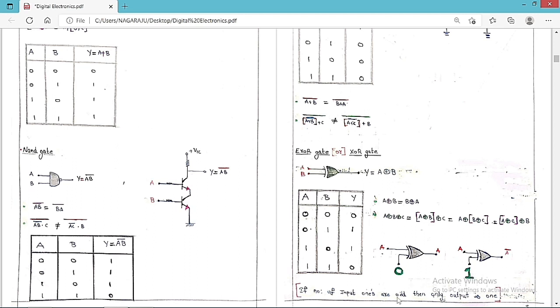So if the number of input ones is odd, then the output is 1. In the XOR gate, only if the number of input ones is odd are you going to get output as 1. Otherwise you are going to get the output as 0.